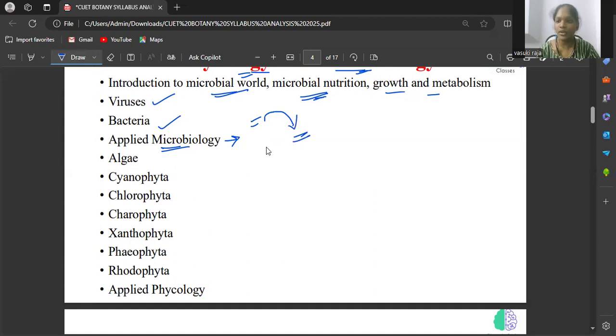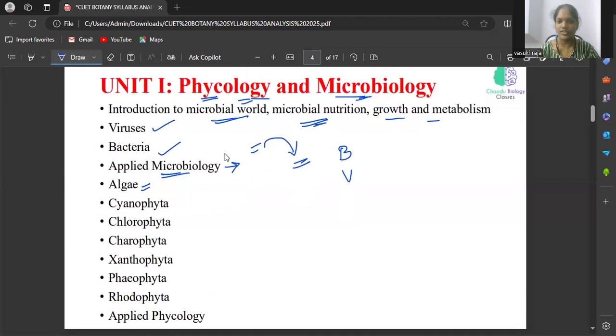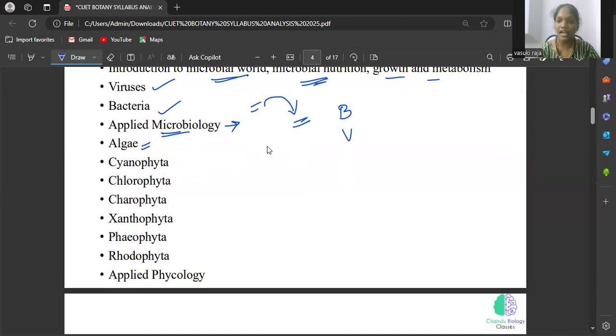Applied microbiology is related to how these bacteria and viruses can be used in applications. It is application oriented. Okay, we have studied about microbes. Generally, we have a common connotation that bacteria and viruses are very harmful to human beings, but there will be some microbes which will be useful for human beings also. So that will be dealt in applied microbiology. And algae is related to phycology, the study about algae. There are different types of algae, and different colors exhibited by each type of algae. Everything will be discussed there.